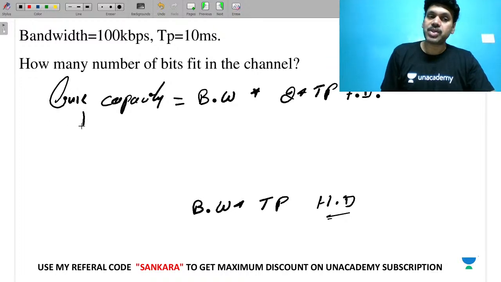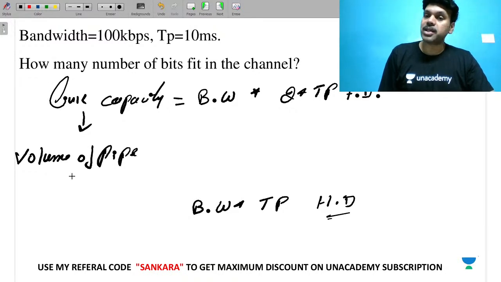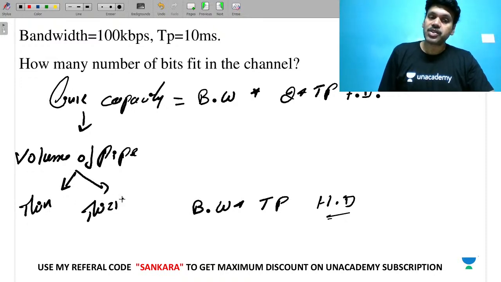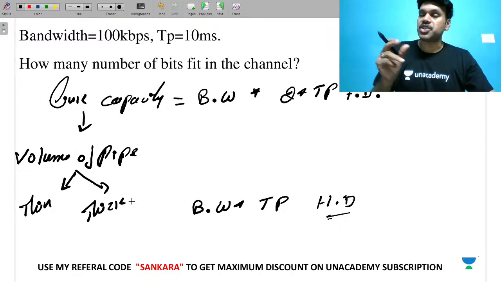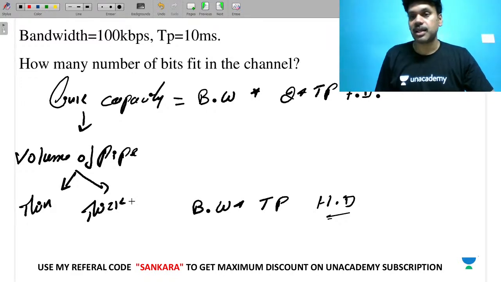This link capacity is also called the volume of the pipe. There are two kinds of volume of the pipes I already discussed in the theory lectures. One is a thin channel, the other one thick channel. For thick channels, the volume of the pipe is going to be very high. For thin channels, the volume of the pipe is very less.